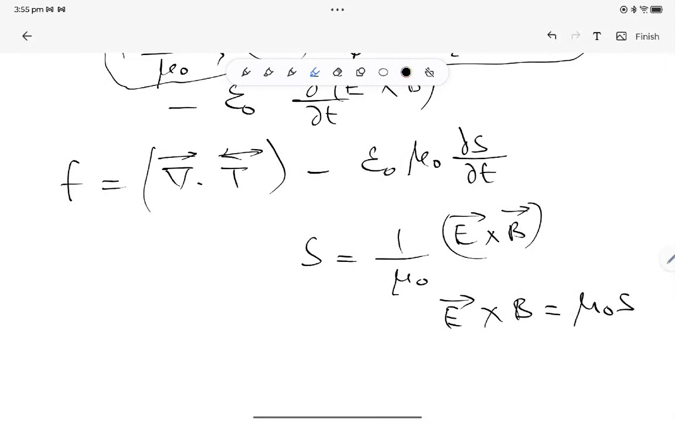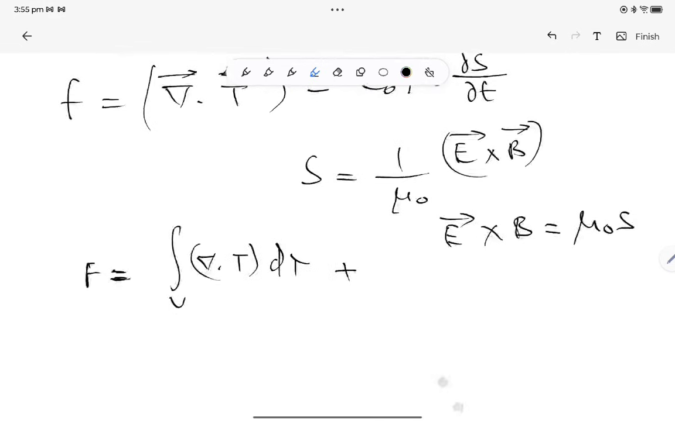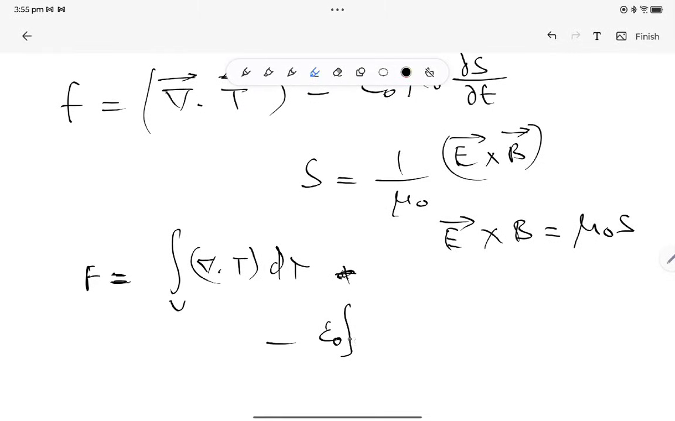Now, what does this tell us? Let's see. First of all, the total electromagnetic force acting on the charge in a given volume is equal to the volume integral of del dot T d tau, minus the volume integral of epsilon naught mu naught del S by del T d tau.